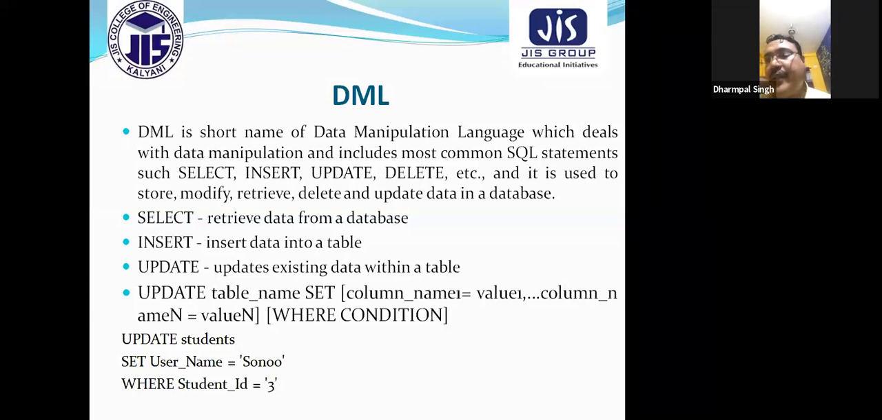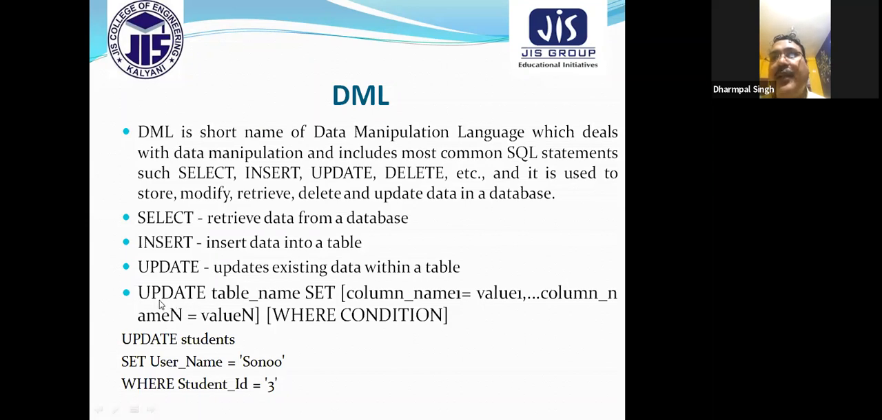Insert, I already discussed in the previous class, is how we insert values. It inserts whatever data you have created. Now I have inserted the value, and I want to make some changes. How can we do it? The syntax you can see here: update existing data within the table. Suppose I have given student ID 3 the name SONU, and I want to change it to SOON with a double O. How can I do it?